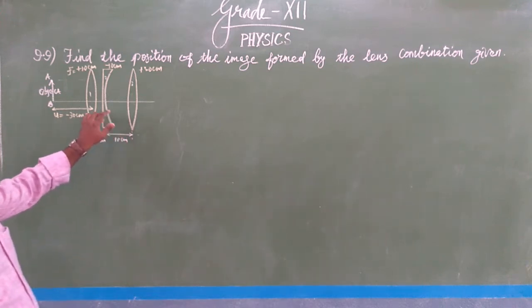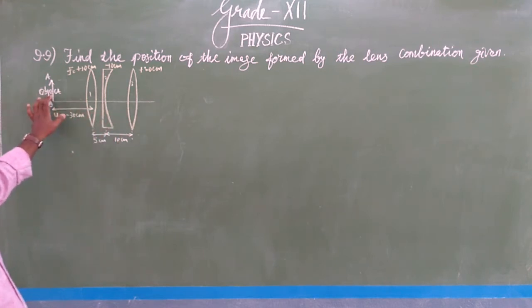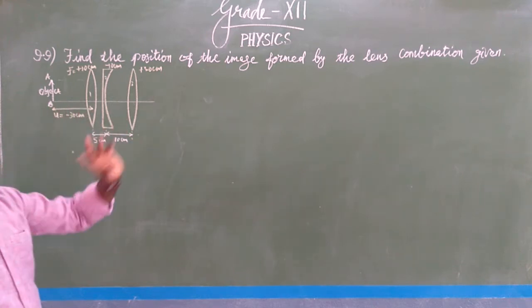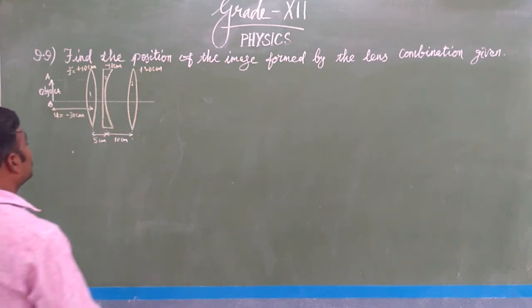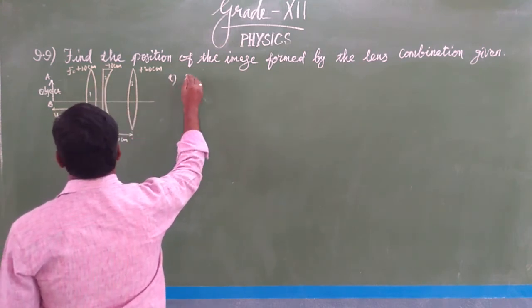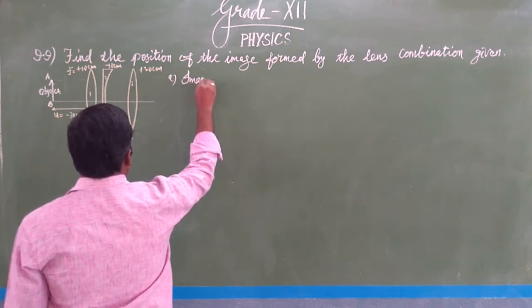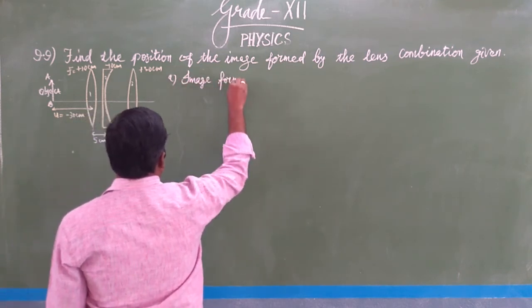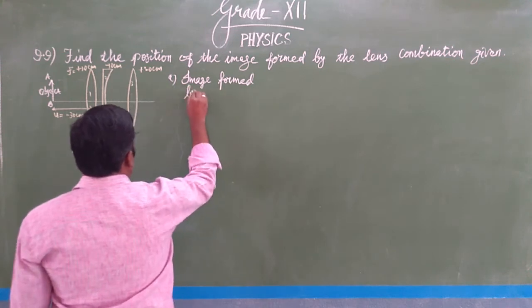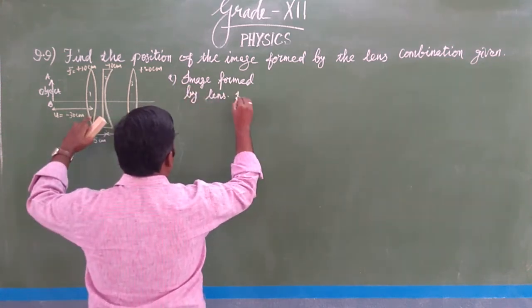So we have the focal lengths of the 3 different lenses in this system. In this combination, the object is placed at 30 centimeter from the lens. Where is the final image formed? Now, we are going to solve it in 3 steps. First, the image formed by lens 1.